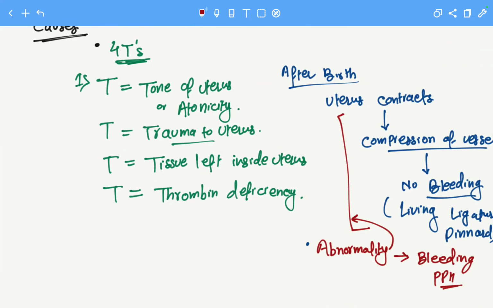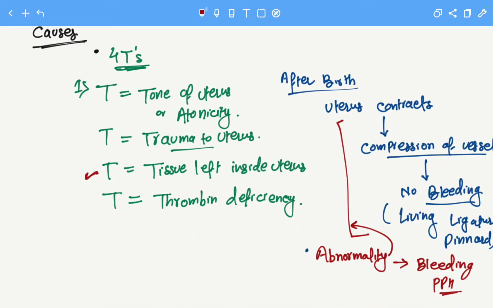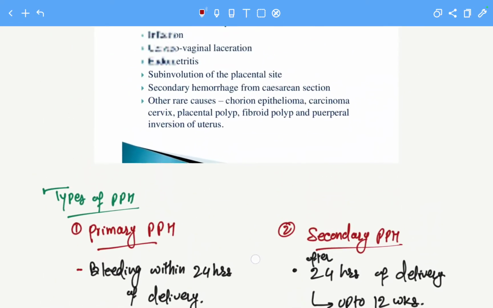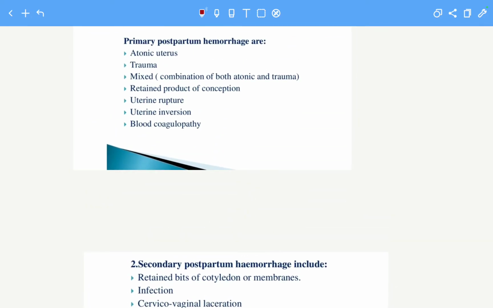And if there would be any trauma to the uterus, that will also lead to the bleeding. And if there would be any tissue, maybe the placental tissue that is left inside the uterus, that can lead to bleeding after 24 hours, may be the cause of secondary PPH. Okay, and if there would be any thrombin deficiency, the clotting mechanism would be affected and there would be continuous bleeding. Okay, let's discuss the causes of PPH in more detail.